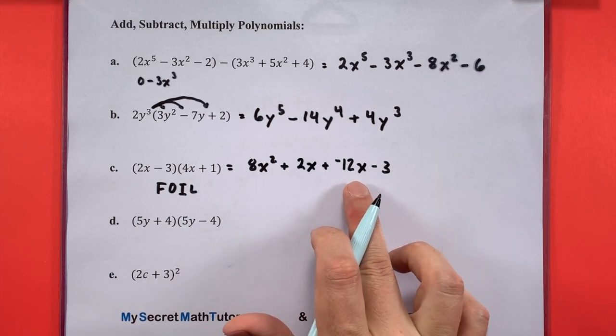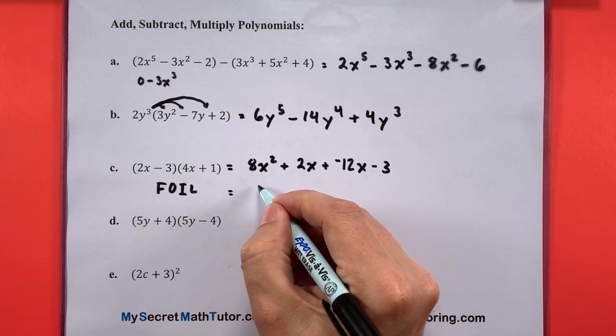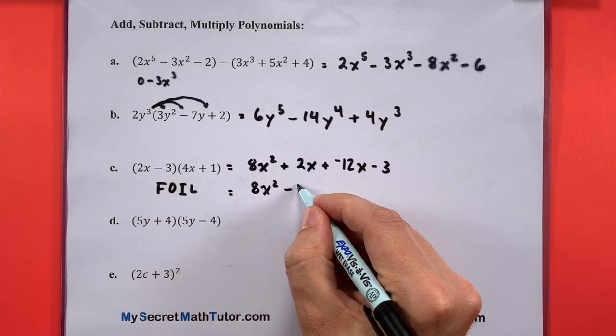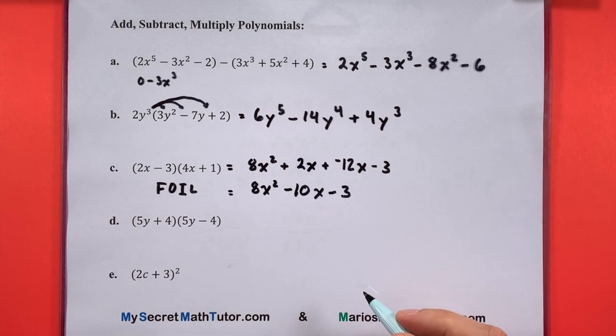So with our outside and inside, we can actually go ahead and combine those together. This will give us a polynomial of 8x squared minus 10x minus 3. Very nice.